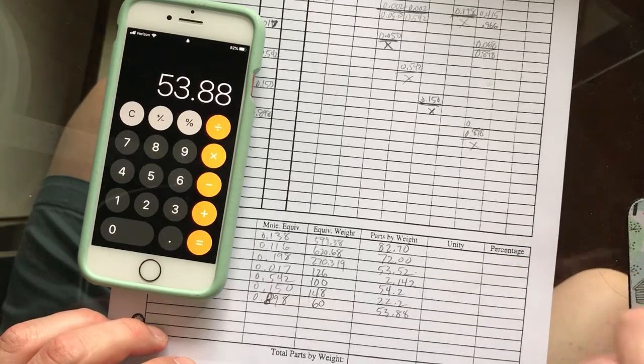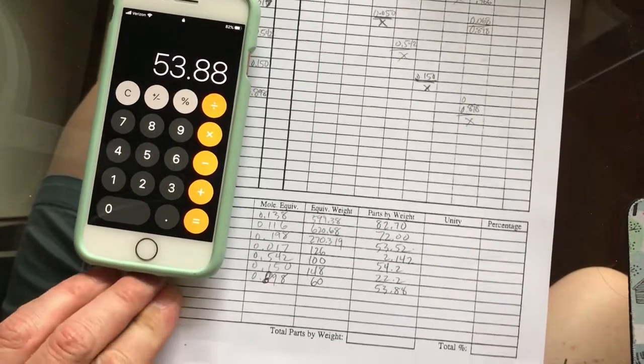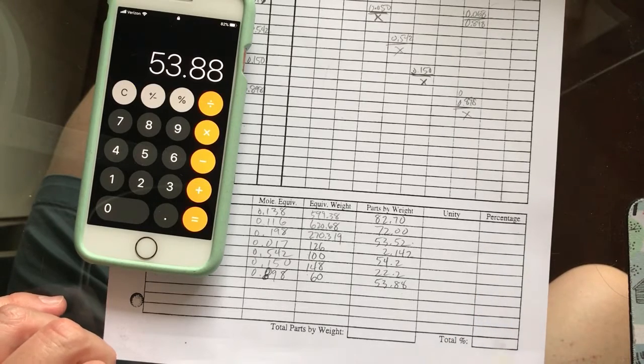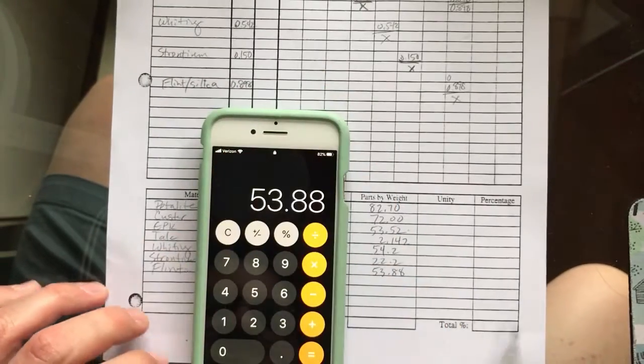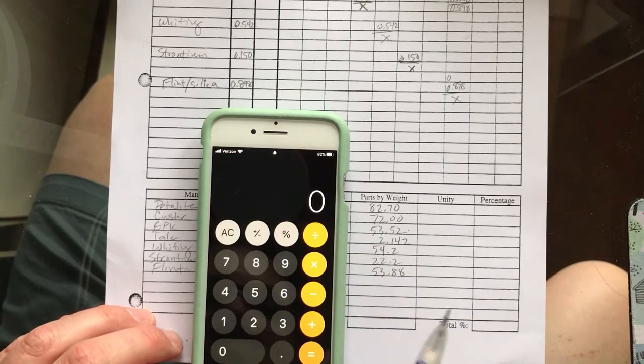Okay, right at this point, you could take that many grams of each of these things and mix it together, and you could have a glaze basically. But to get it to an actual percentage, we're going to do just a little bit more math. So we're going to add all of these columns together.